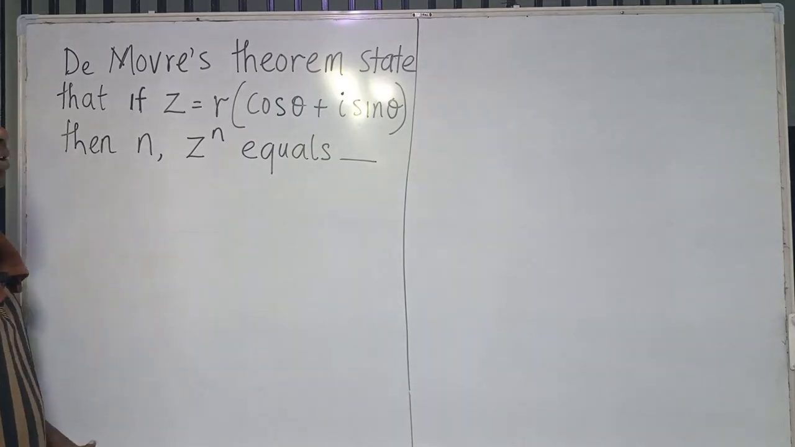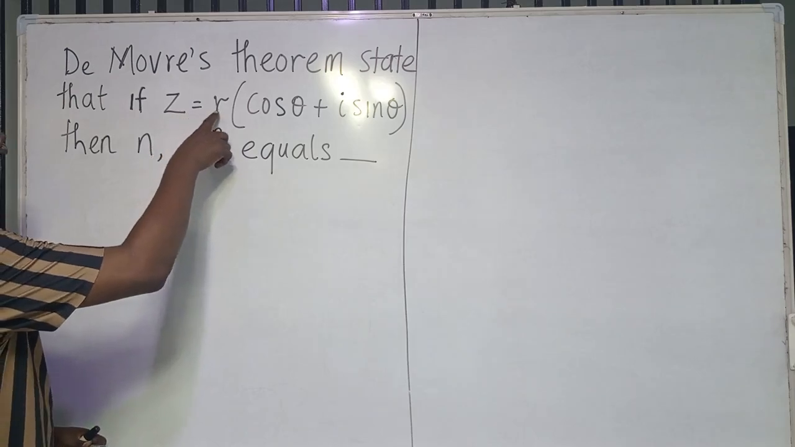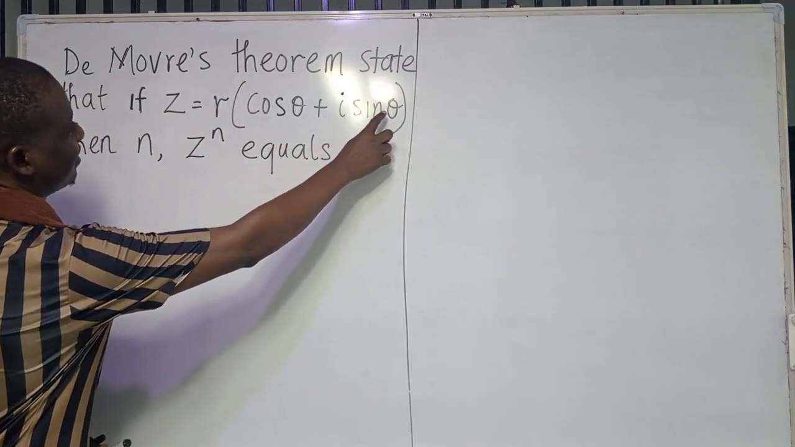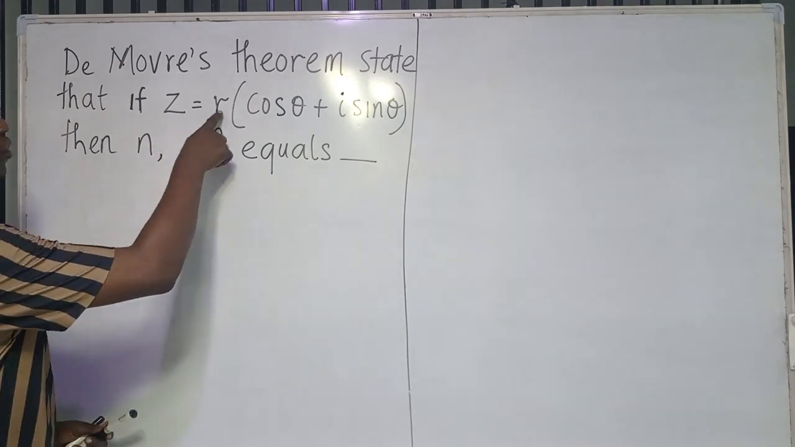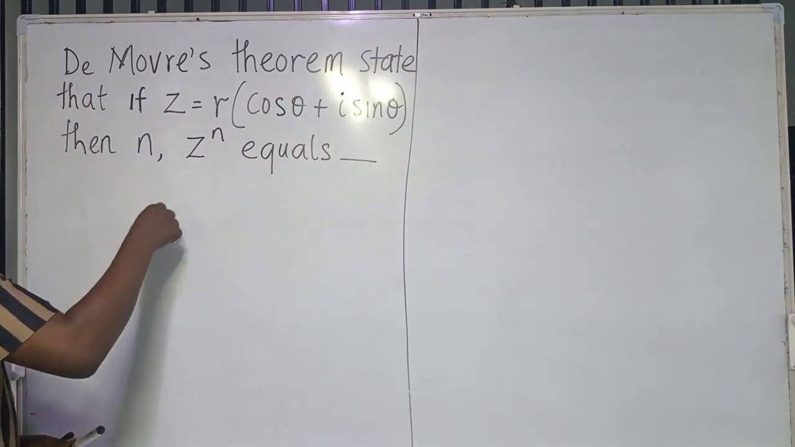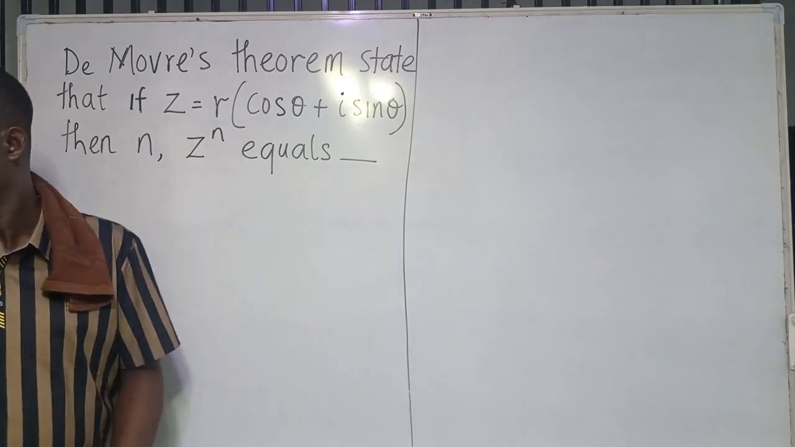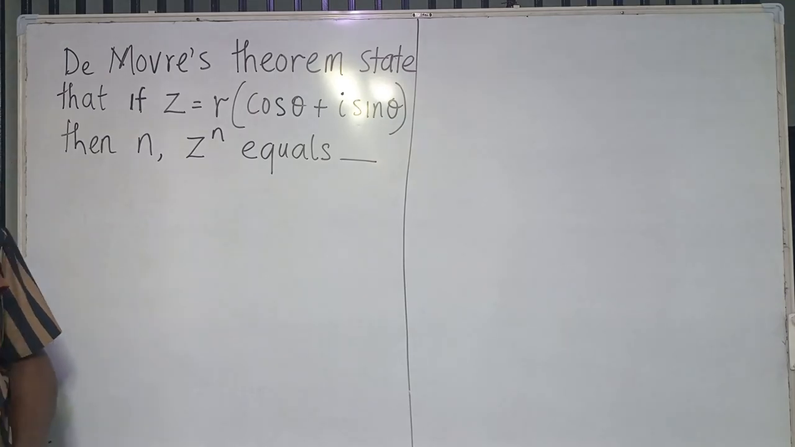Now I want to solve this next question, number 4. It says De Moivre's theorem states that if z equals r (cos theta plus i sin theta), where i is a complex number, then z raised to power n equals what?